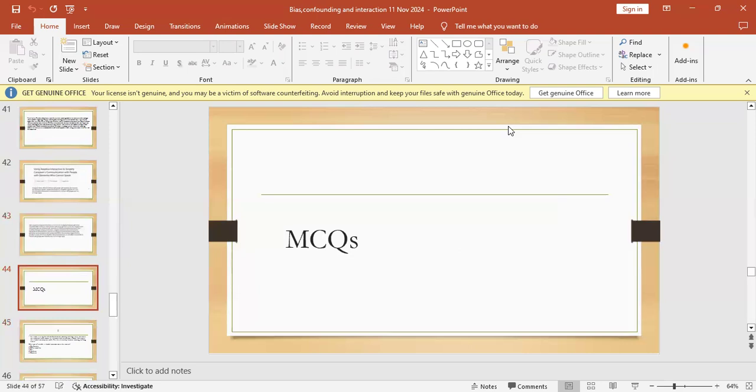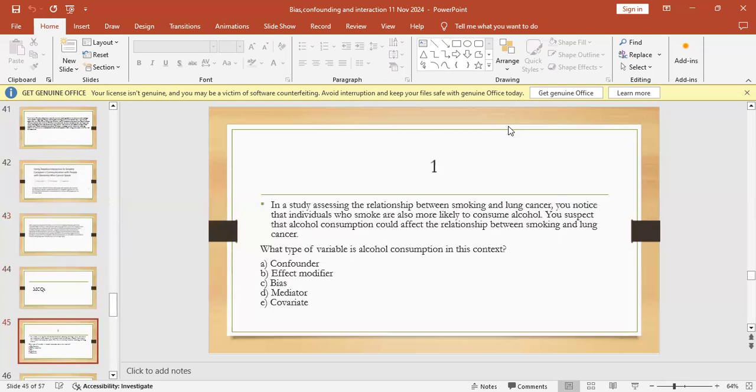Now coming towards the MCQ session. First MCQ is, in a study assessing the relationship between smoking and lung cancer, you notice that individuals who smoke are also more likely to consume alcohol. You suspect alcohol consumption could affect the relationship between smoking and lung cancer. Which type of variable is alcohol consumption in this context? Whether confounder, effect modifier, mediator, or covariate. The answer is A, confounding. Yes, it is a confounder.